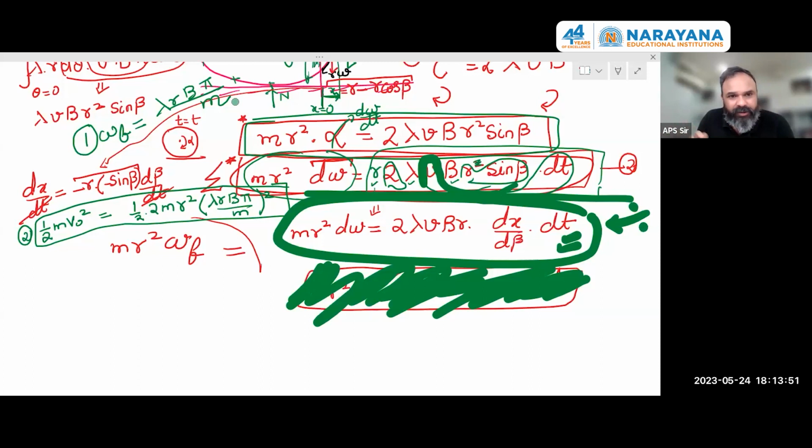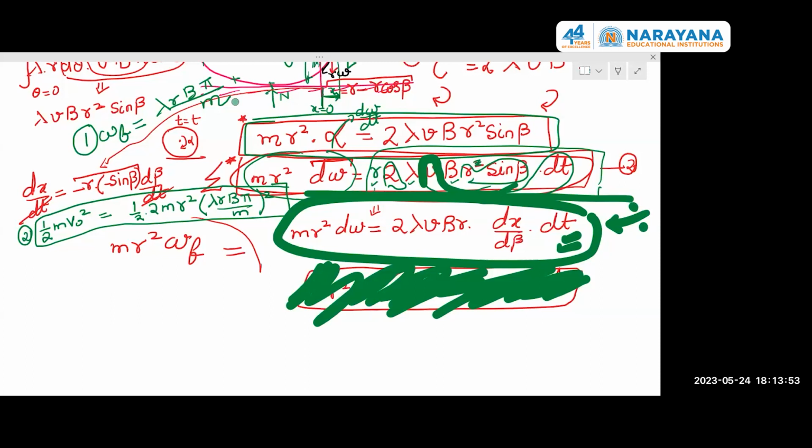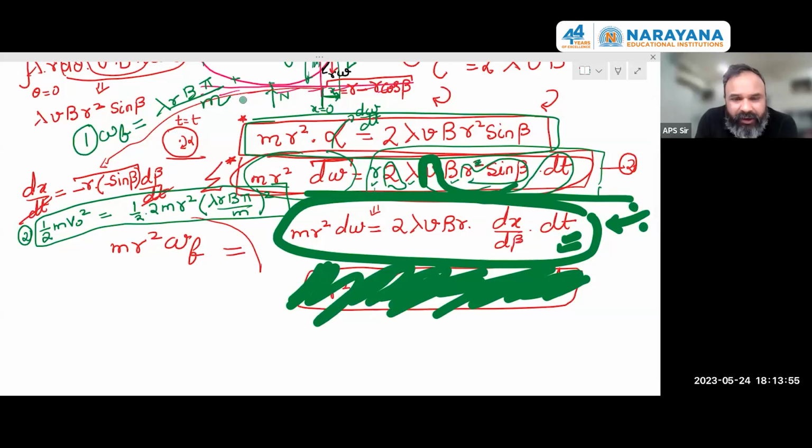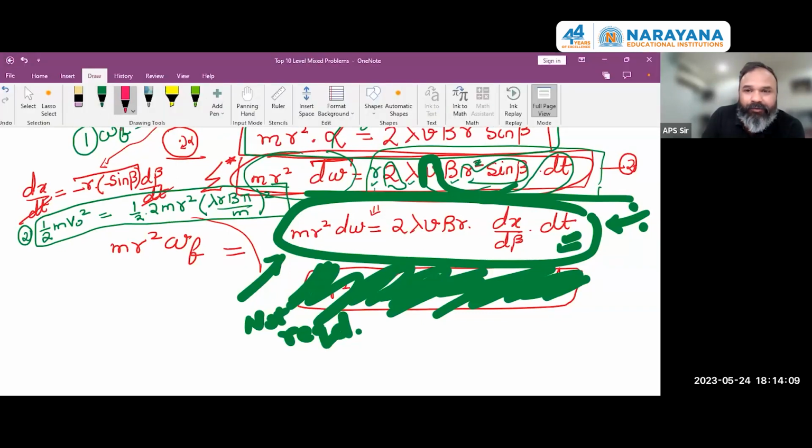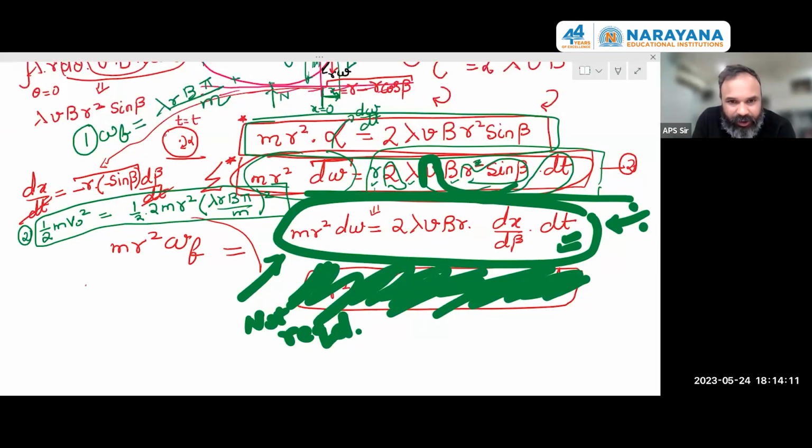One thing is clear to you, Avinash? Yes. Okay. Now, what are the terms that we can write? I have written mr square d omega. So this is something which was not required, but because I have written it, I will just explain. That is not going to yield the solution because time is unnecessarily getting involved in the problem. So what I have done, I have written mr square d omega. What terms have I got here? 2 lambda v b r. All right. We got a sine beta term here and a dt term here.